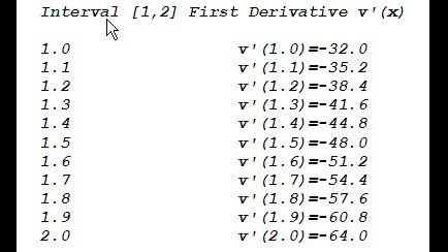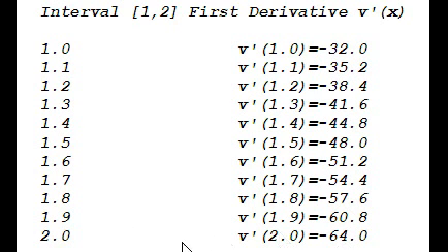Okay, got one more chart here. This is the interval between 1 and 2, and this is the first derivative, right? The velocity, giving us the velocity, and as you can see here, it's increasing by 0.1, and what's happening? You can kind of see what's going on here.